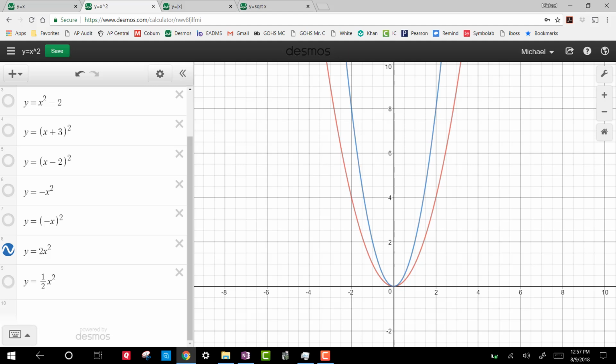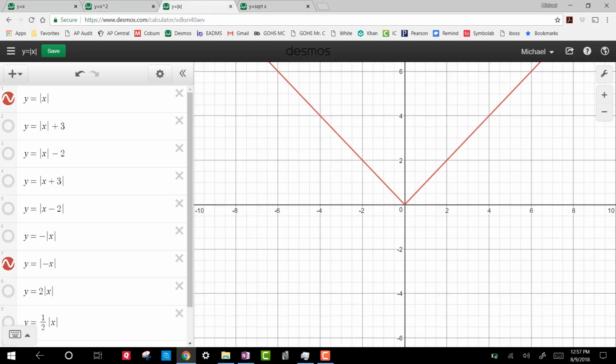Same thing on the left side. Each point from the red to the blue points are twice as high. Take a look at the absolute value of x.